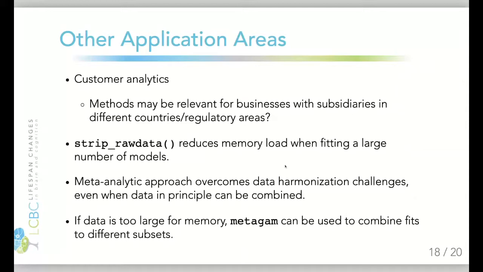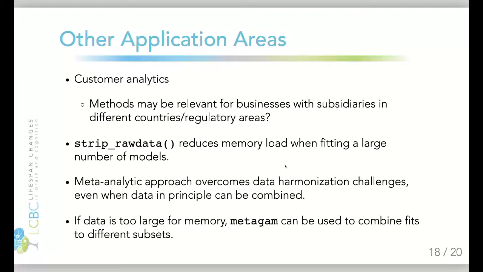Also, I've used the strip raw data function when I'm fitting lots of models, say thousands, and you just want to reduce the memory load, because each model object saves all the raw data, which usually is not necessary. It can also overcome data harmonization challenges, for example when data can be combined, you're allowed to do it, but there are problems related to transformation of the scales. And if the data is too large for memory, one can imagine fitting separate models on subsets of the data and then using the metagam package to combine the results. This is also possible if you think about parallelization.